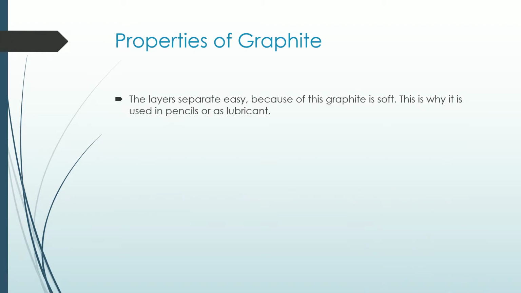Okay, so carrying on with the properties of graphite. The layers separate easily because of this. Graphite is soft. This is why it is used in pencils or as a lubricant. You can separate the layers easily, so it's a soft material. It's not as hard as diamond.